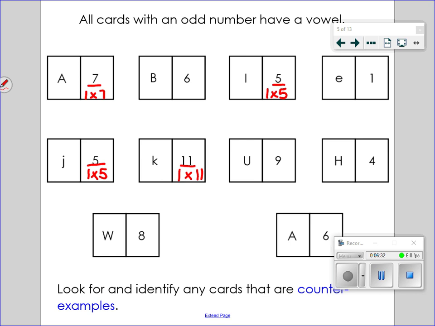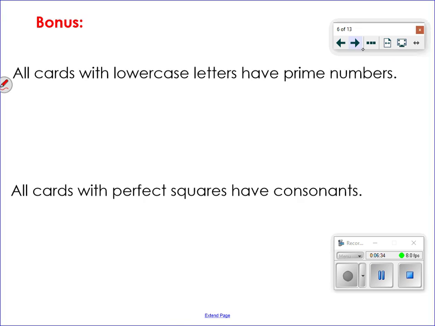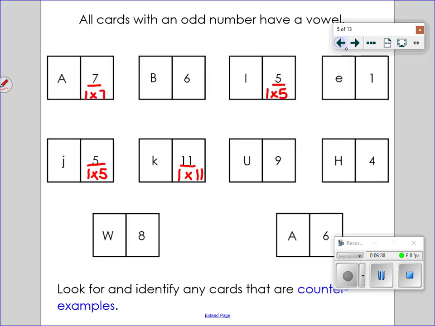Okay, now our question said, all cards with lowercase letters have prime numbers. So let's look. A lowercase letter on this card? No. Counter example. Lowercase letter, that's a lowercase. No, that's a capital I. So again, another counter example.